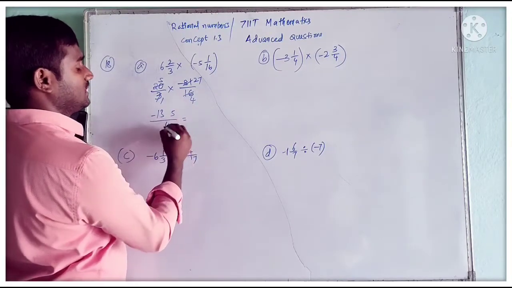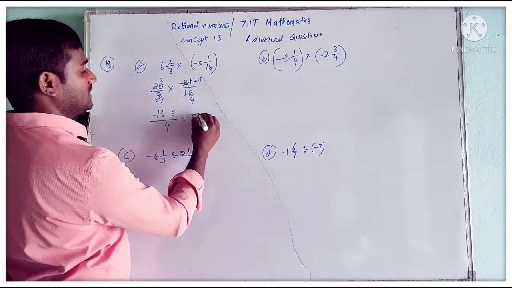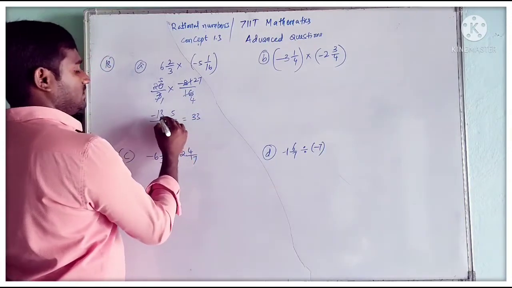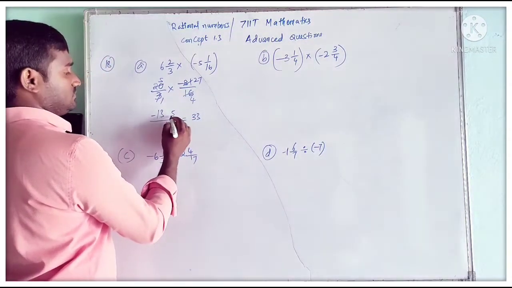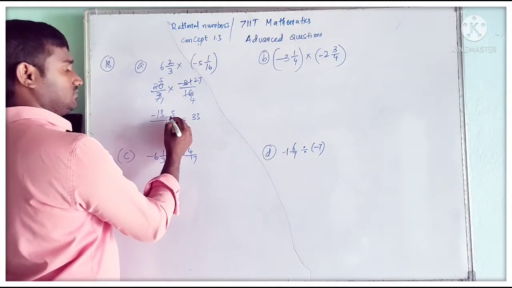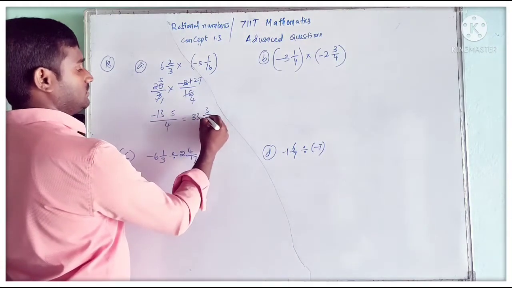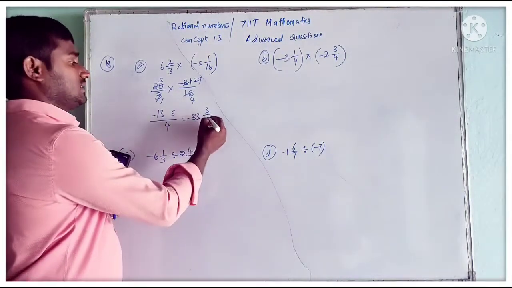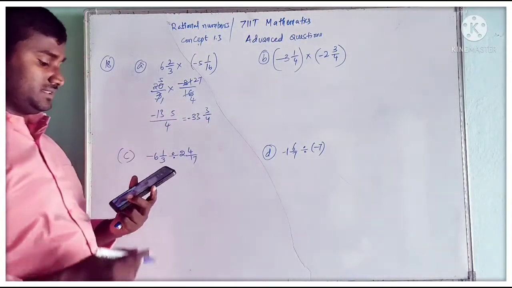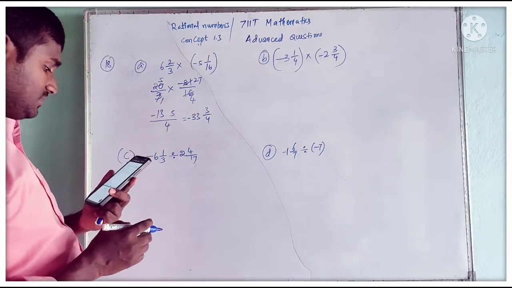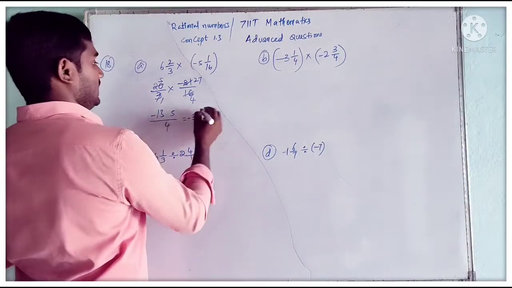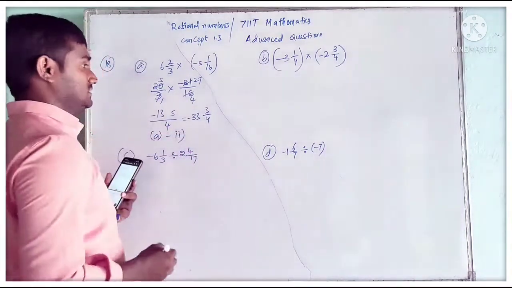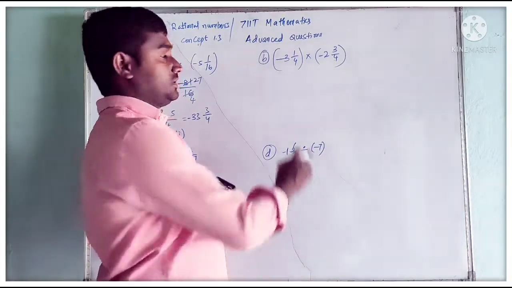If you want to write it as a mixed fraction, we can write 33. 4 threes are 12, 3 by 4. So minus 33 3 by 4 is the correct answer for this. Next, which is the option, the second option, for A? What is the correct answer? Second answer. Now B, we can see the B question.